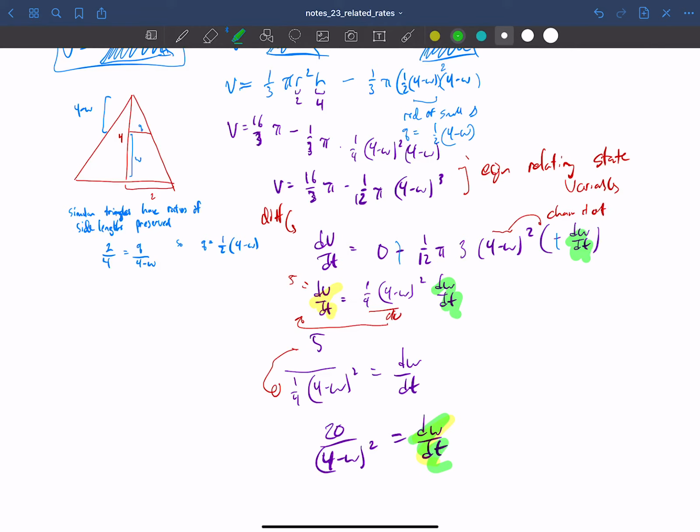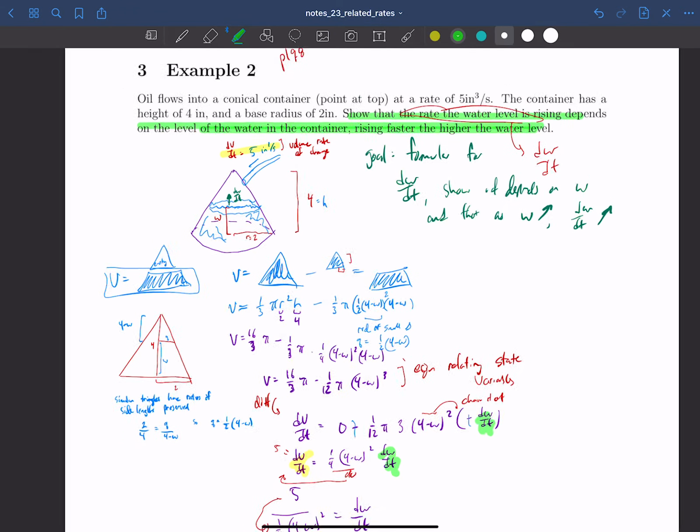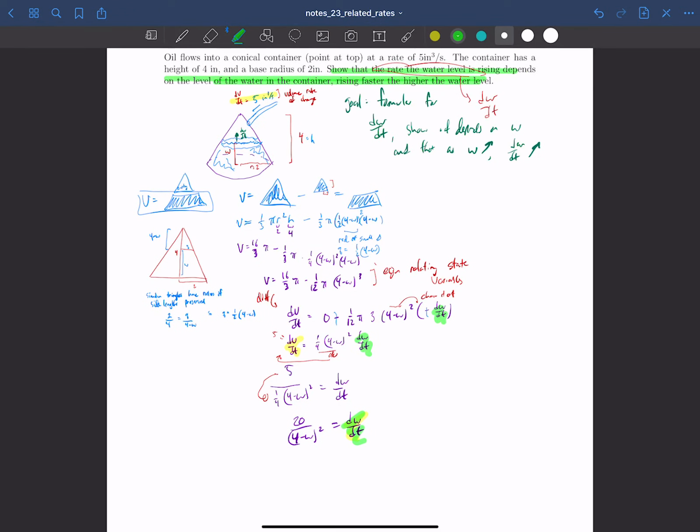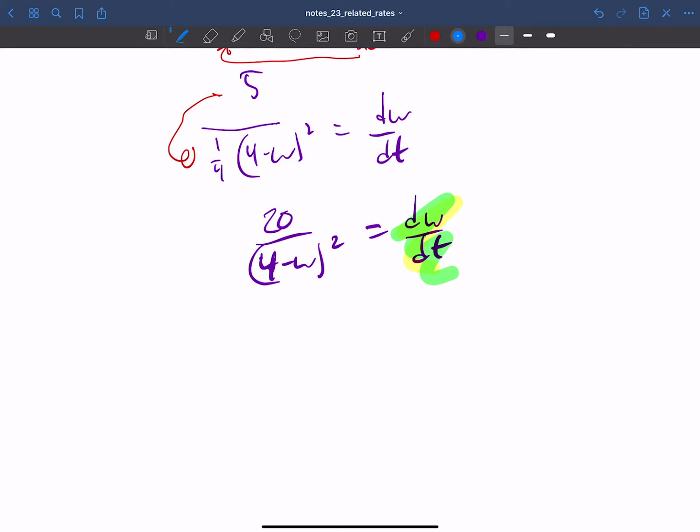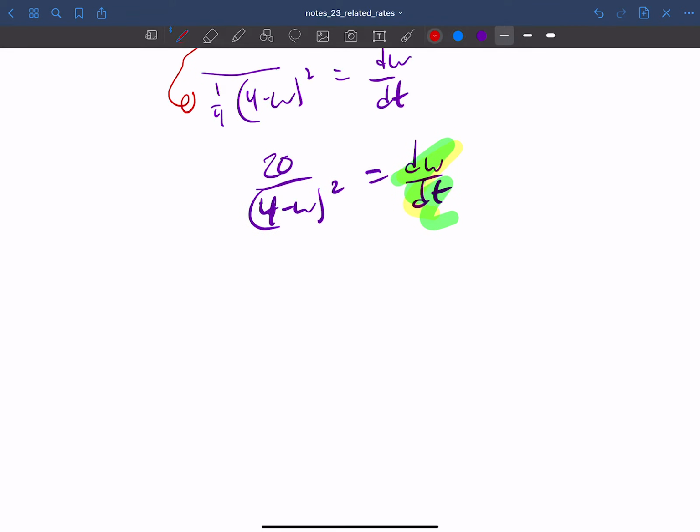Because that's our unknown. Okay, so our goal was to get a formula for dw dt and show it depends on w. Okay, I think that we can call that good. dw dt clearly depends on w, and as w increases, dw dt increases. So let's examine this expression. As w increases, does dw dt increase?